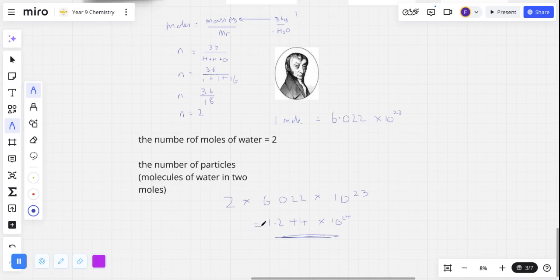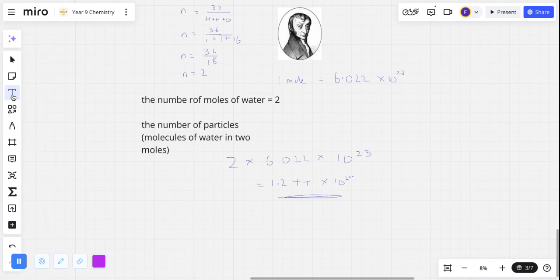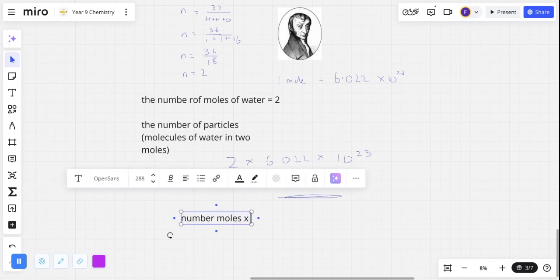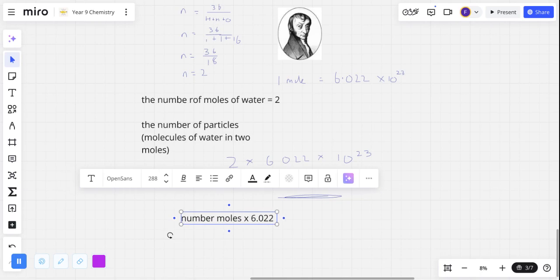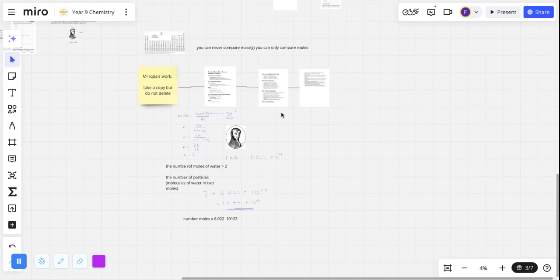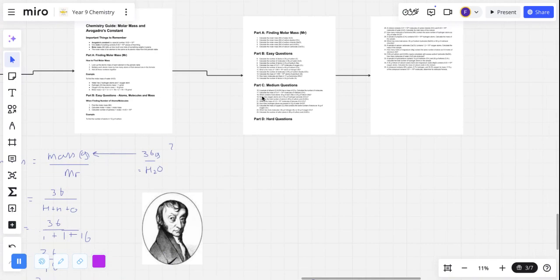So, to formally write this out, you take your number of moles and times by 6.022 times 10 to the power 23. That's it. Right? This is a big jump, year 9. I'm adding more work to it.